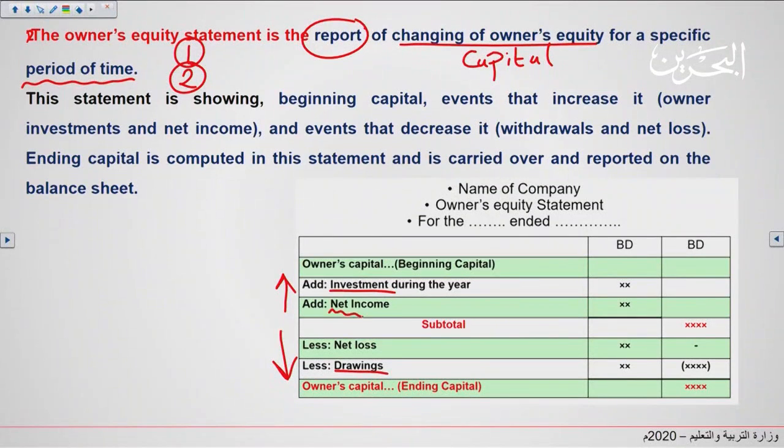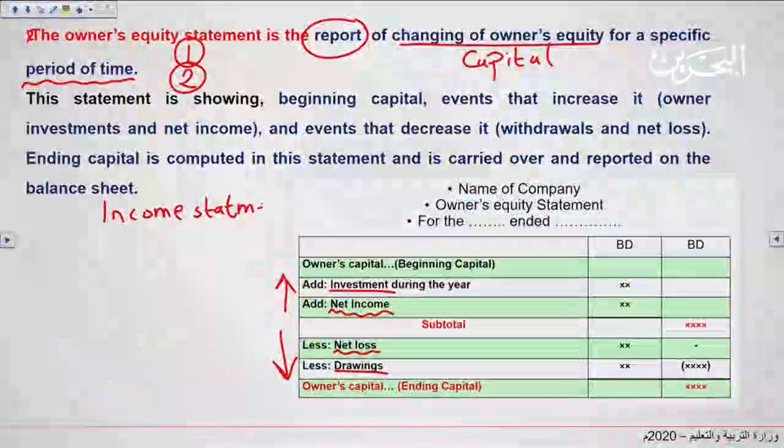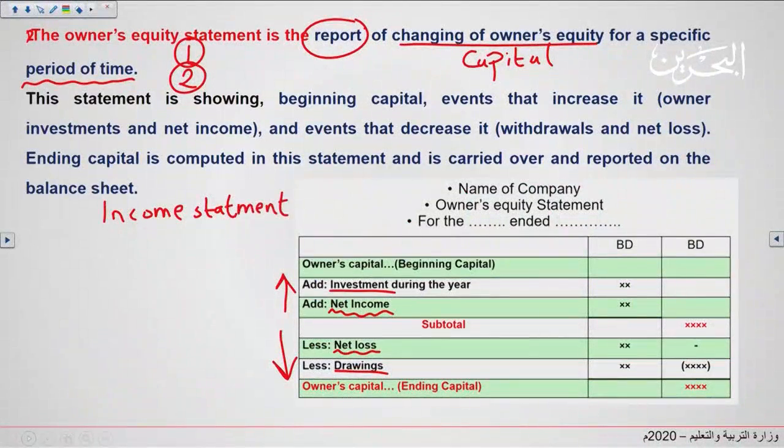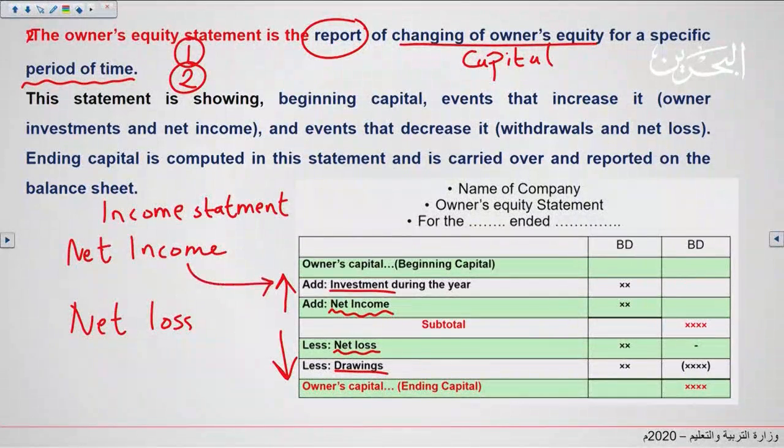Now, let's come to the net income and the net loss. If you remember, when we were making the income statement, our goal was to find out if the company is making net income or net loss. If the company is making net income, we will add it to the events that will increase the capital. If the company is making net loss, we will add it to the events that will make the capital decrease.